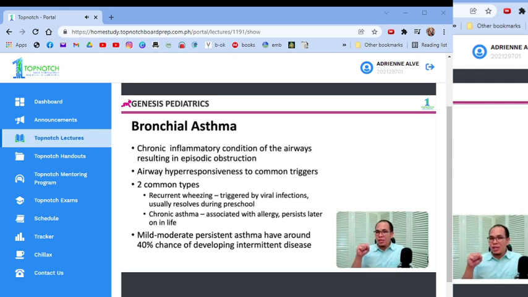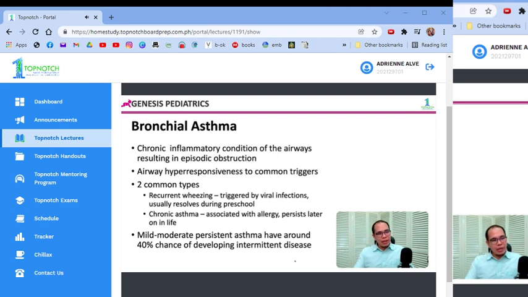Pag namaga siya, sumisikip yung daluyan ng hangin, that is why there's wheezing, that is why there's difficulty of breathing and cough, okay? This inflammation results in episodic obstruction. So it's a chronic disease, on and off, nagkakaroon ng obstruction. There's airway hyperresponsiveness, okay? So sensitive, hypersensitivity, hyperresponsiveness of your airway to triggers, such as, ano ba yung mga triggers? Madami, di ba? Smoke, yung iba pagkain, yung iba physical activity, yung iba pag tumatawa sila na sobra-sobra, okay? There are two common types according to Nelson, so recurrent wheezing and chronic asthma. Okay? But in reality, mahirap i-distinguish yung clinical spectrum ng mga to. Okay?